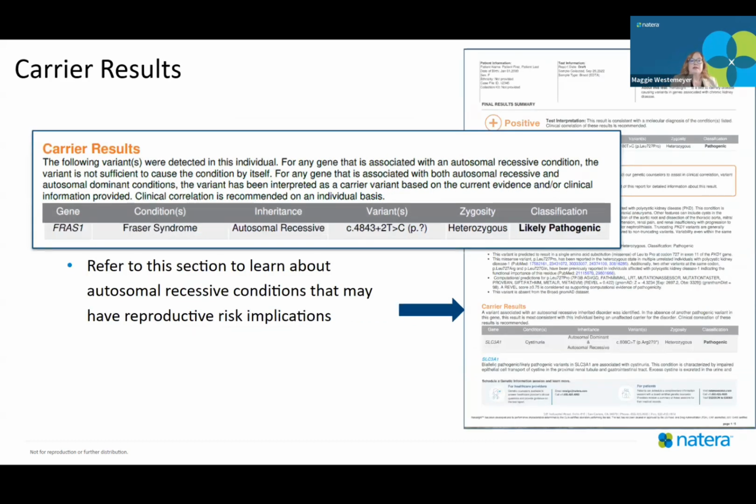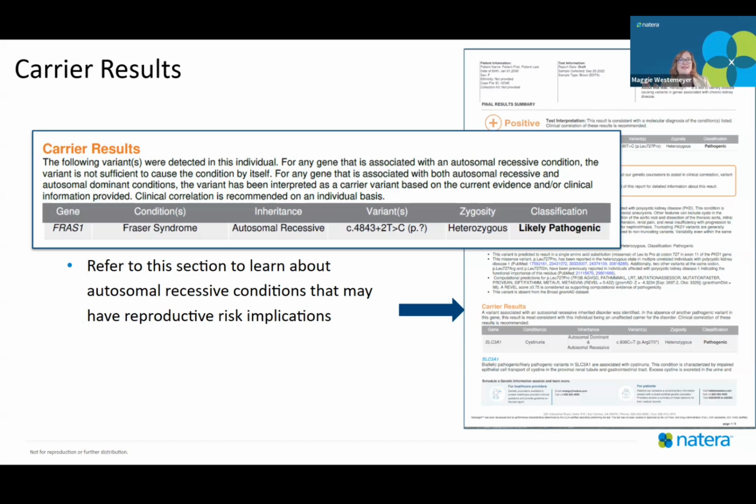To take you through carrier results, in the carrier results section, you'll find information about findings for conditions that may have reproductive risk implications. Carriers, of course, are heterozygous for conditions that are autosomal recessive. Heterozygotes are referred to as carriers because they're at increased risk to pass the condition on to the next generation if the reproductive partner is also a carrier for a variant in the same gene.